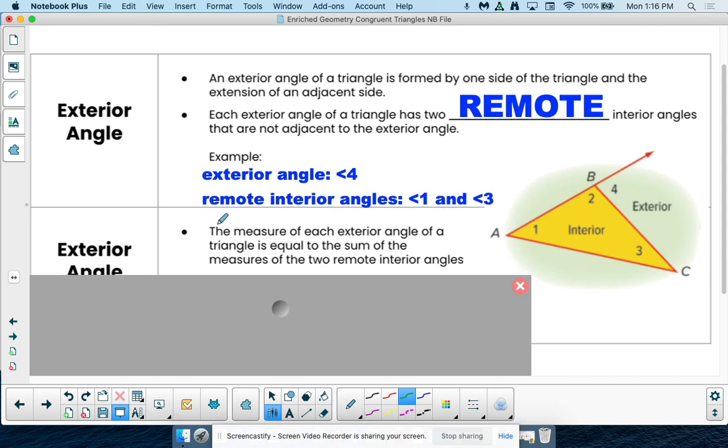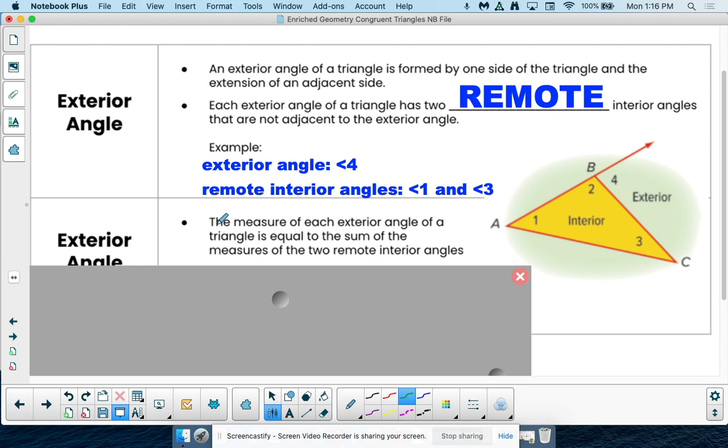Okay, so we have this thing called an exterior angle of a triangle, and that's made when you take a side of your triangle and you extend it. So do you guys see in that picture there, angle 4 would be an exterior angle because I took this side and I made it longer. Now when that happens, it creates 2 remote interior angles, and the remote interior angle is non-adjacent to that exterior angle. So that's why it'd be angle 1 and 3. Angles 1 and 3. You guys remember what adjacent means? Yeah, next to each other.